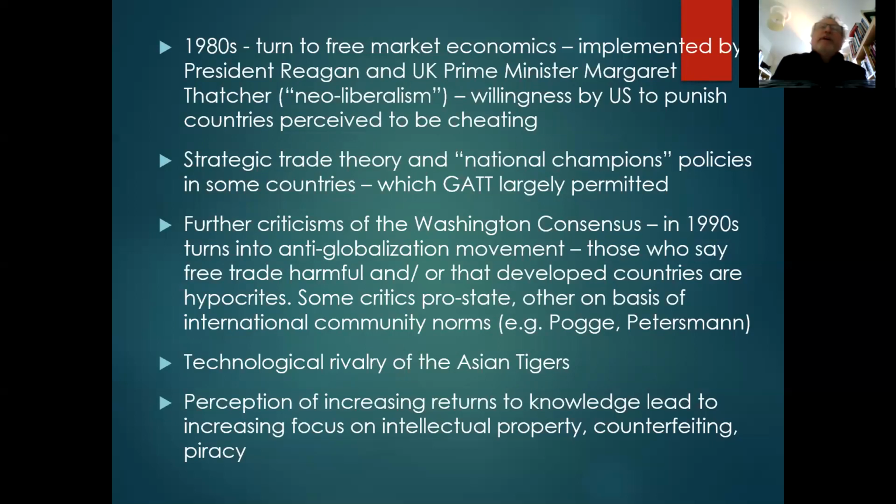On the other hand, there's also this continuing, persisting group of anti-globalization actors who say that free trade is harmful and that other countries are hypocrites. Some of these critics are pro-state. They believe that states should not cede power to corporations, or they hold that neoliberalism has harmful impacts on community. It leads to destruction of communities.